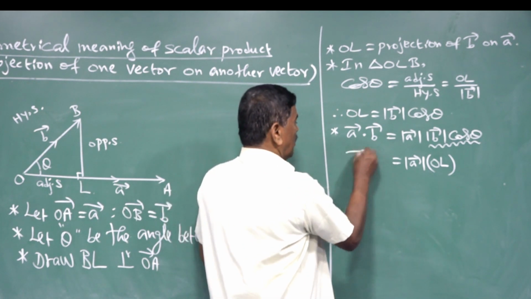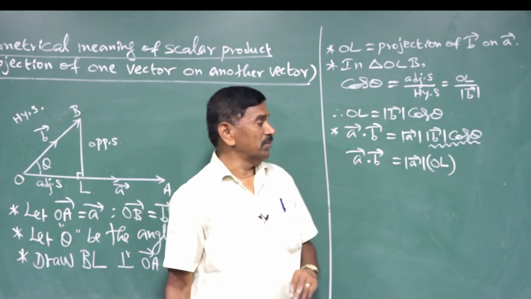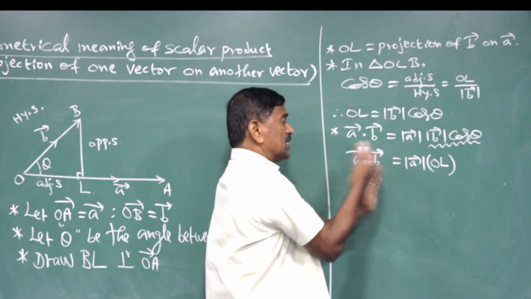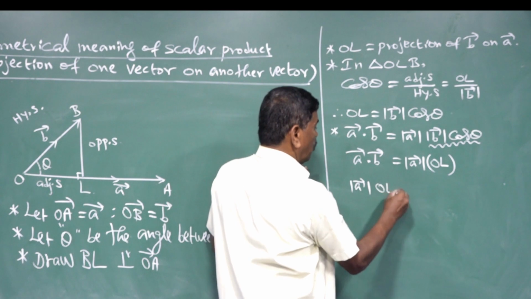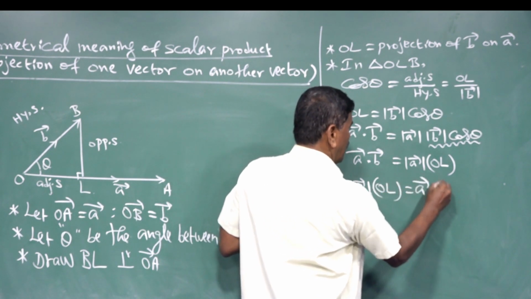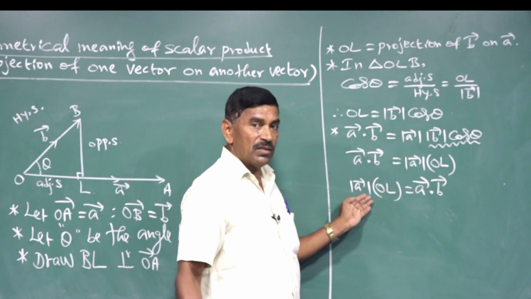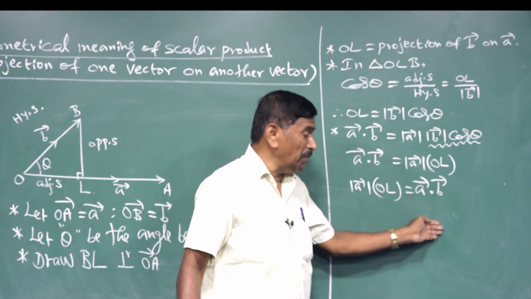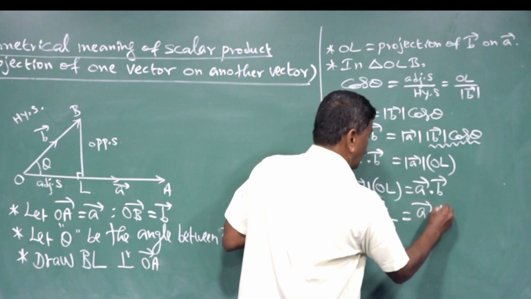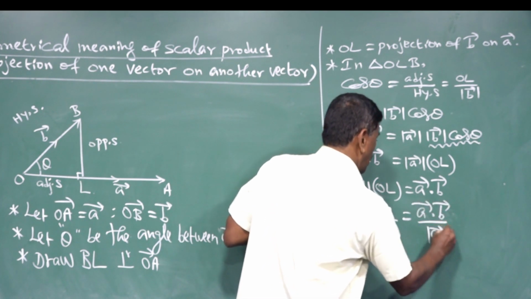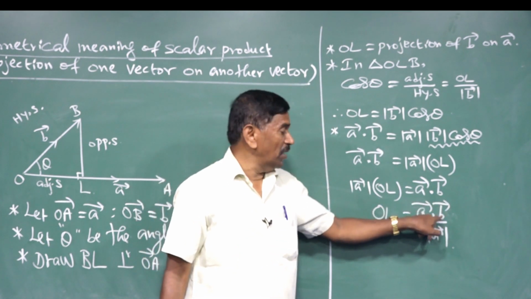Right, as it is, A vector dot B vector. Now, we want to find OL. For my convenience, reverse it. By reversing, we can write modulus A vector into OL is equal to A vector dot B vector. Okay? Now, make OL equal to something. Yes, this modulus A vector goes to the right and becomes divided. So, your answer is OL is equal to A vector dot B vector divided by modulus A vector.